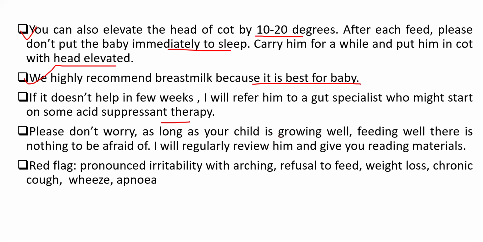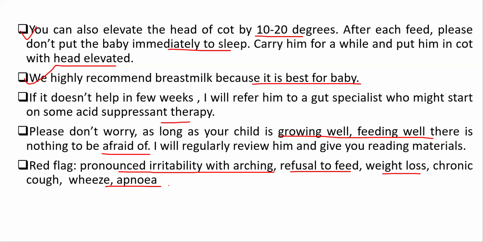Please don't worry, as long as your child is growing well and feeding well, there is nothing to be afraid of. I will regularly review him and I will give you reading materials. At any time, if you find that he's getting irritable with arching of his back, refusing to feed, losing body weight, getting cough or stopping breathing for a few seconds while sleeping, please bring him back to me immediately. That's the red flag. Okay? So that's usually your gastroesophageal reflux management. There is no investigation needed, and ideally just changing the way of feeding usually helps, and your reassurance helps a lot.